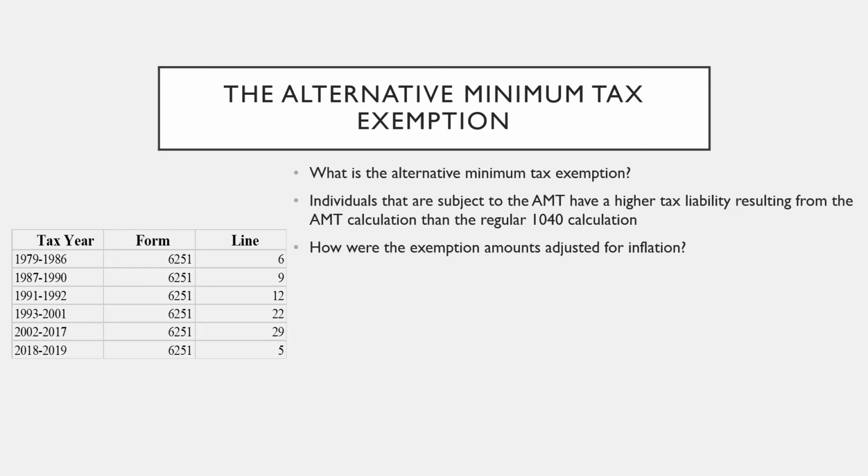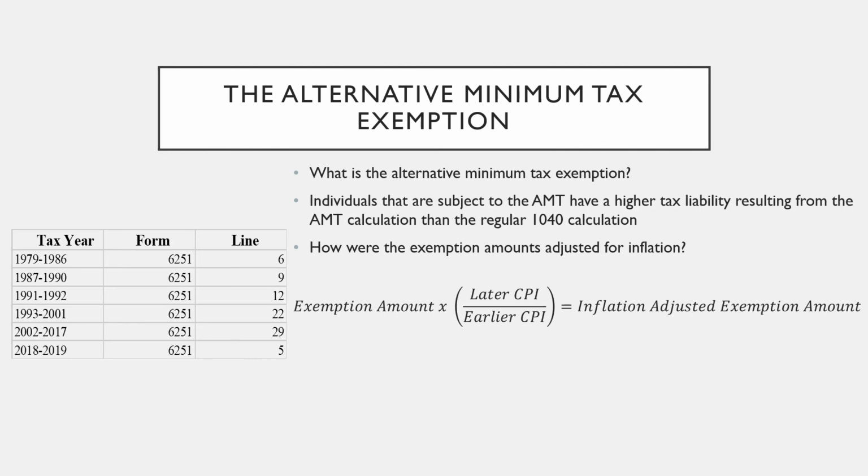So after collecting all the data and putting it in an Excel worksheet, I had to go to the Federal Reserve Economic Data website, or FRED, to get the Consumer Price Index for all urban consumers, all items in U.S. cities, U.S. city average data set. So I then used this equation that is seen on the screen. I took the exemption amount and multiplied it by the later CPI, or Consumer Price Index, over the earlier CPI to get the inflation adjusted exemption amount.